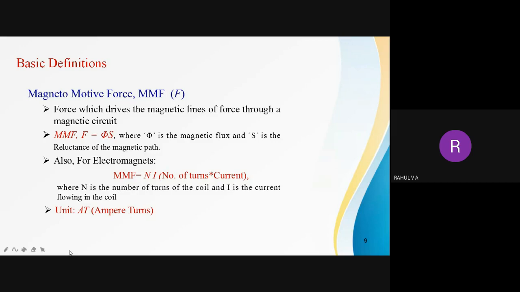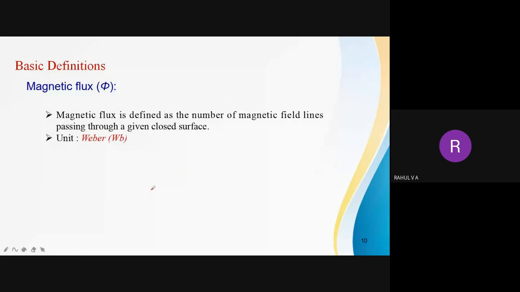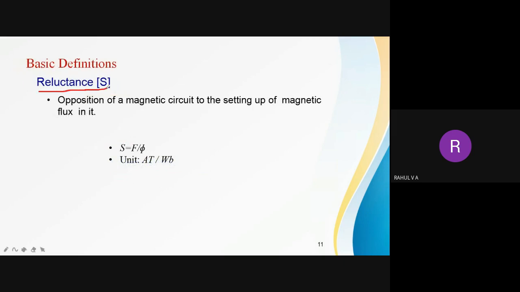And we have also discussed two equations for this MMF. One is MMF is equal to flux into reluctance, or you can write MMF is equal to N into I. So we have studied both the equations, and it is similar to EMF. Then we have defined what is flux. It is something like current in the electric circuit, and unit is Weber. Then we have also discussed reluctance. It is somewhat similar to resistance in electric circuit, and the formula for reluctance was F divided by phi.